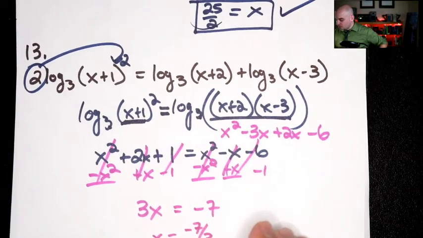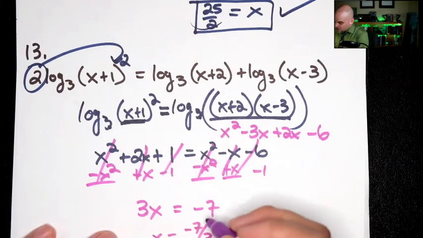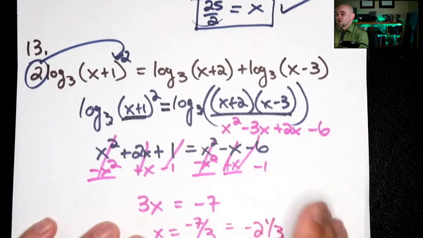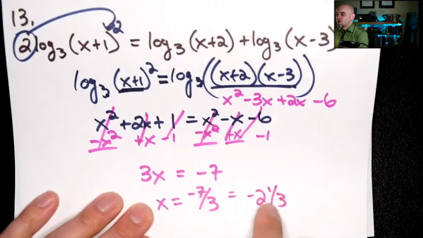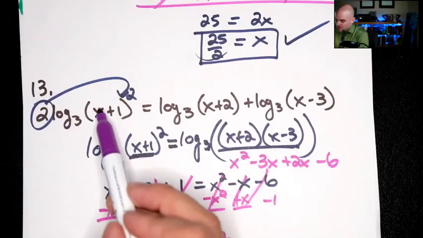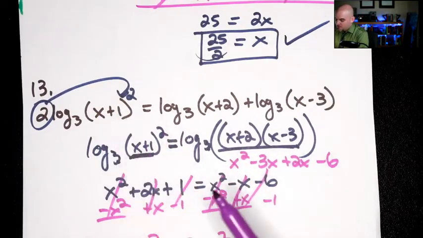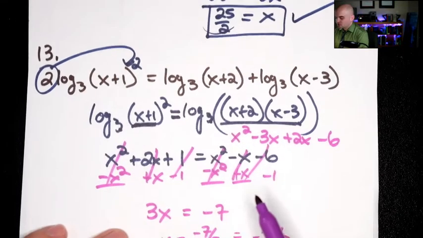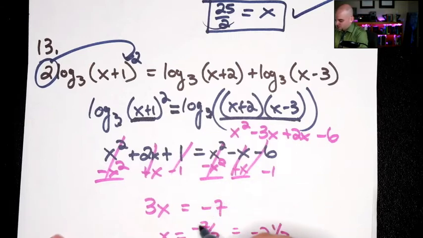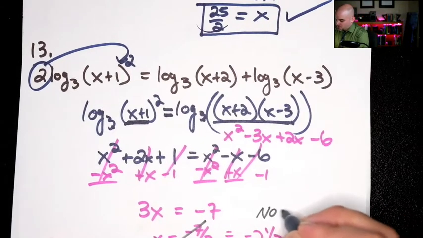So remember, it's okay for x to be negative. What I don't want is to be taking the negative of a logarithm. So negative 7 over 3 is the same thing as negative 2 1/3, because 3 goes into 7 twice, and then you got 1 left over. So it's negative 2 1/3. If I put that into this right here, negative 2 1/3 plus 1 is going to be negative 1 1/3. So that's giving me an issue. And so right now I can go ahead and say, nope, stop the party. That's not going to work. No solution right there.